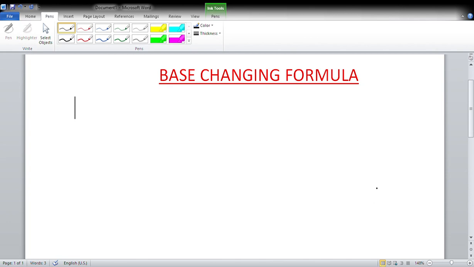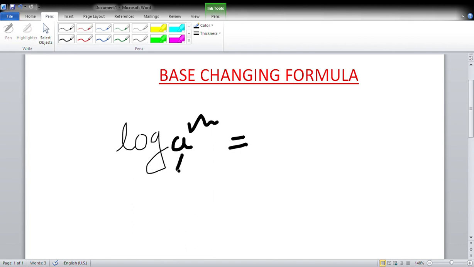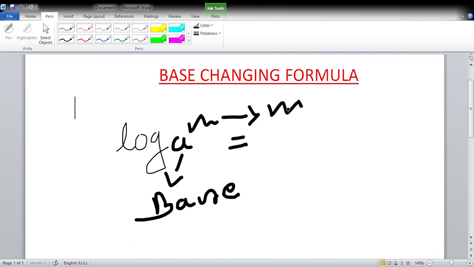So suppose it is given log m with the base a, and you want to change the base to b. This is the base of this log, simply the base, and this m is the number of this log. This is the number, right?